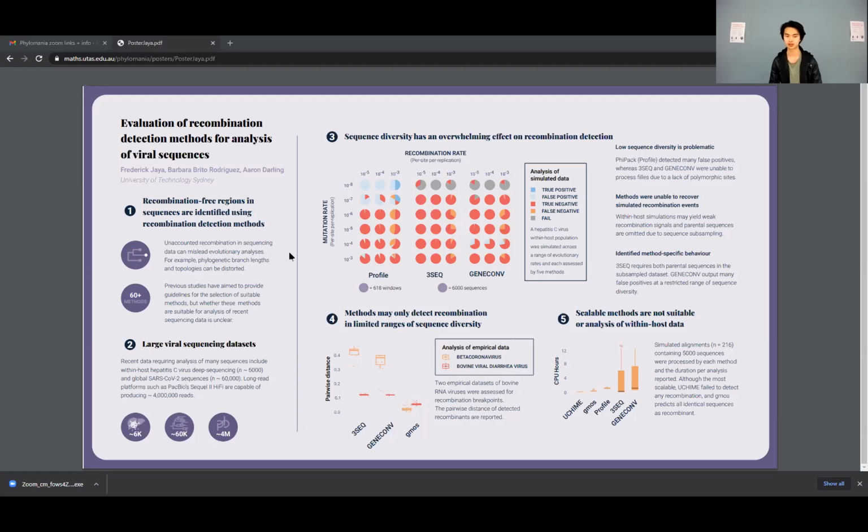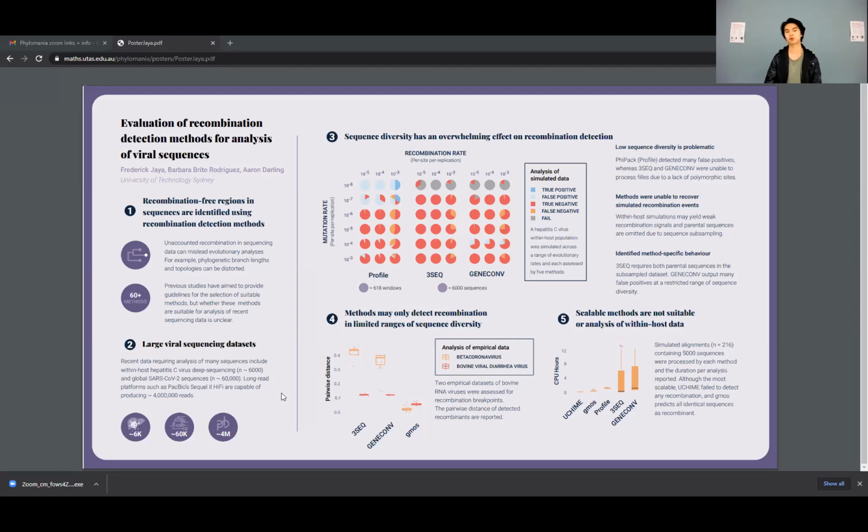And one problem of recent sequencing data for recombination detection is that we've got a lot of viral sequencing data sets that are quite large. For example, some recent data includes a within-host population of hepatitis C virus deep sequencing, which has about 6,000 sequences that require analysis. And more topically, over now 200,000 global coronavirus sequences that require analysis. And also, some long-read sequences at the moment, for example, PacBio Sequel II HiFi biochemistry is able to output around 4 million reads that cover a lot of RNA virus whole genomes.